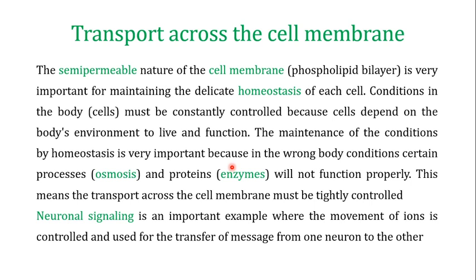Now what this means is that the transport across the cell membrane must be tightly controlled, because it is the transport across the cell membrane that helps you maintain this homeostasis. Now neuronal signaling is an important example where the movement of ions is controlled and used for the transfer of a message from one neuron to another neuron.